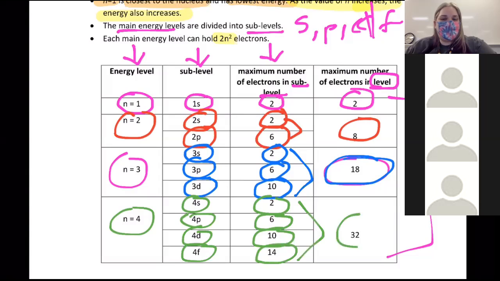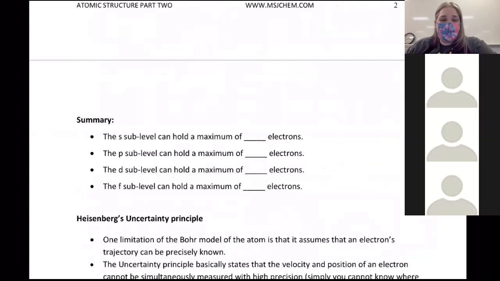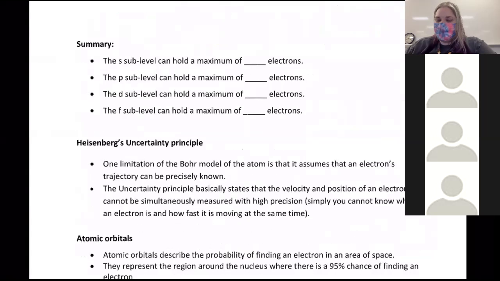So you kind of need to know these numbers, how they relate. And so that's what the next part has, it just has a summary. It says any S sublevel can hold a maximum of 2 electrons. So it doesn't matter if it's 1S, 4S, 5S. If it says a letter S, that can only hold 2 electrons.